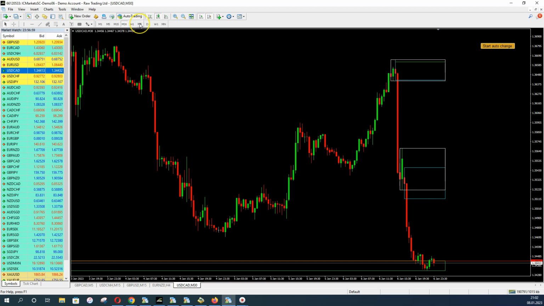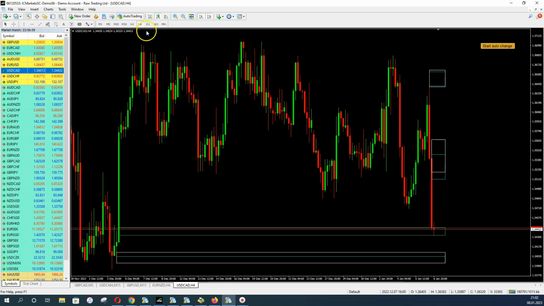Or if you, for example, go to a higher time frame like the H4, you can see this M30 box looks now a little bit smaller, and it's very important that you remember where these boxes come from. So on this H4 time frame, you can't exactly see how this M30 zone has been created, but you still know it's there.